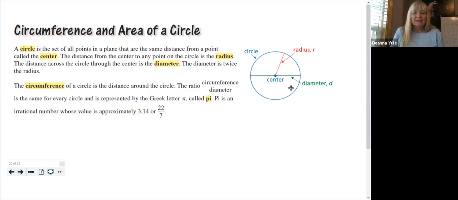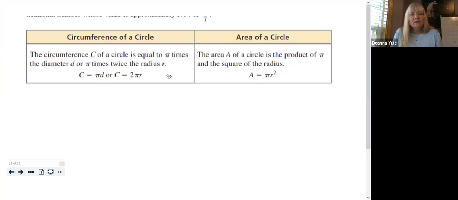So radius plus radius is equal to the diameter. Our diameter divided by 2 is the radius. I do not like this approximation for pi. You have a pi button on Desmos and a pi button on your calculator, so be sure to use that instead. Formula for circumference of a circle is pi d, or 2 pi r. Area of a circle is pi r squared.